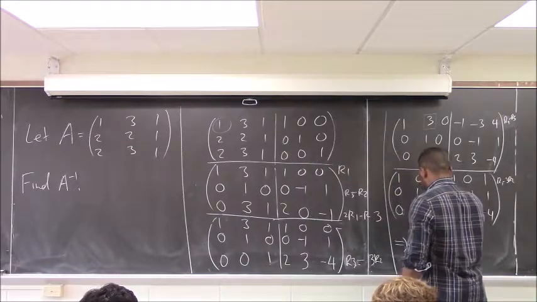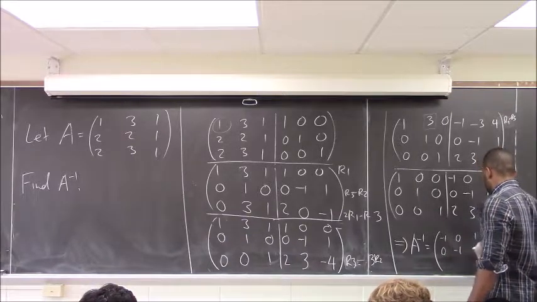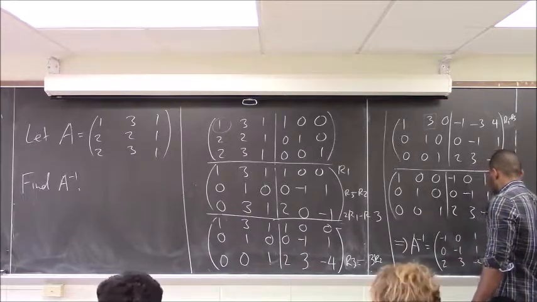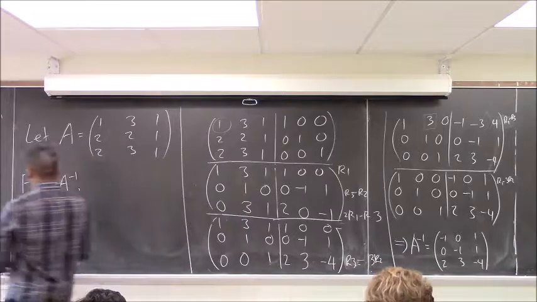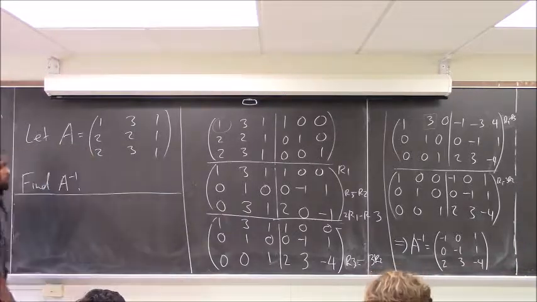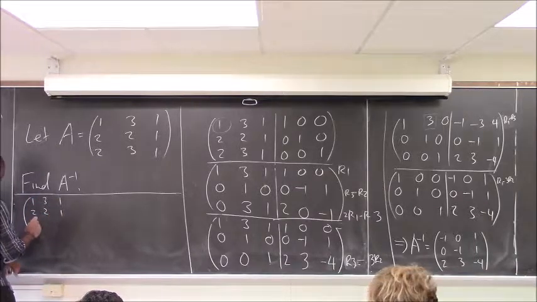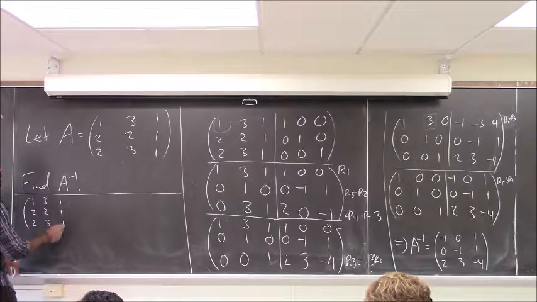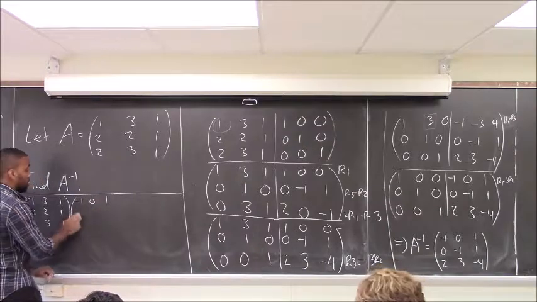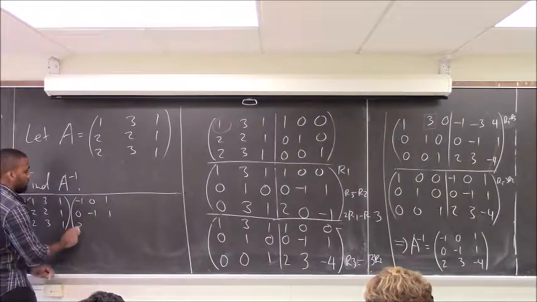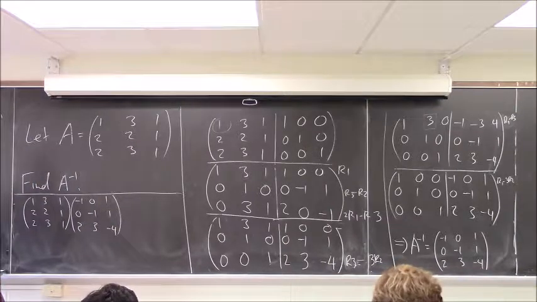So this means that the inverse for this matrix is minus 1, 0, 1, 0, minus 1, 1, 2, 3, minus 4. Did we make a mistake? Let's actually check it to find out. It's a long way. So I can take this matrix, 1, 3, 1, 2, 2, 1, and 2, 3, 1, and multiply it by what I just got. If everything went okay, this should give me the 3 by 3 identity.